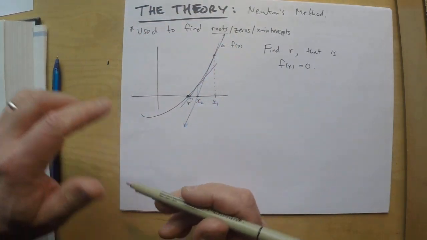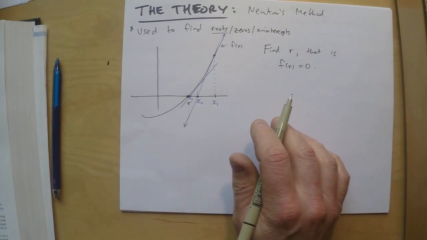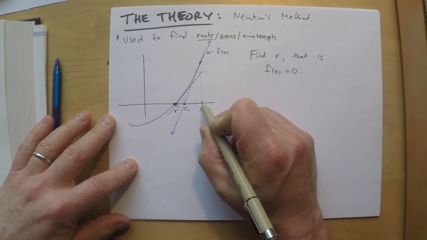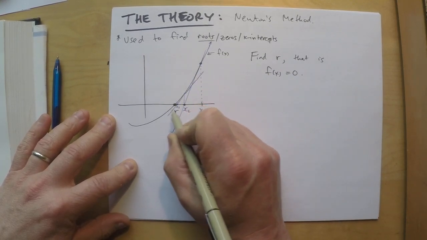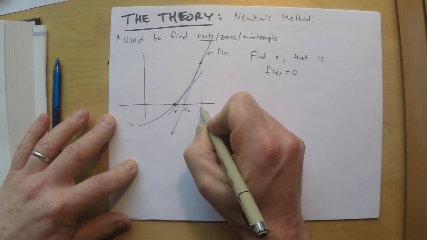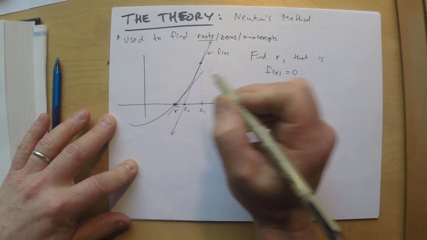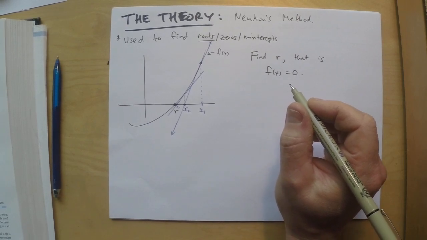So the theory behind this is this. Here's the development of the formula. How are we going to make something do this? And it's very computer-like, very iterative. So first guess leads to the second guess, leads to the third guess, and so on and so on. So the theory behind it is this.